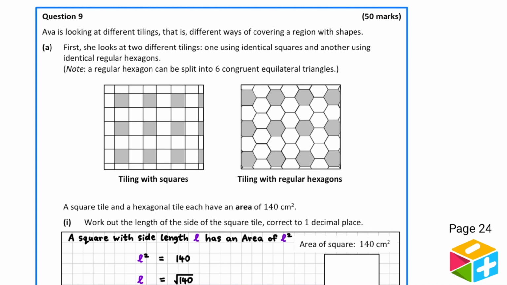In question 9, Ava is looking at different ways to tile a region with shapes. We're considering two options: tiling with squares and tiling with regular hexagons. We're told that a square tile and a hexagonal tile each have an area of 140 centimeters squared. The first task is to work out the length of the side of the square tile, correct to 1 decimal place.